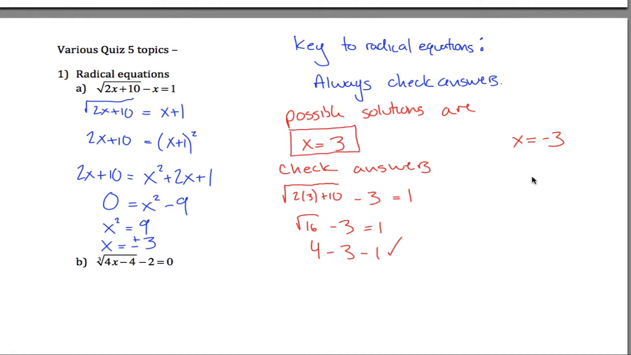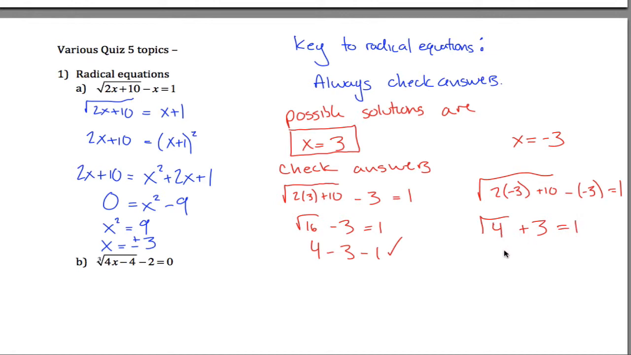What about x equals negative 3? Well, then it would be the square root of 2 times negative 3 plus 10 minus negative 3. And the question is, does that equal 1? Well, let's see. This is negative 6 plus 10 gives me positive 4 minus negative 3. That's the same as plus 3.